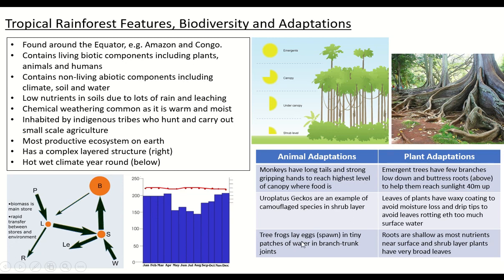And tree frogs, what they do is they'll lay their eggs in little patches of water in things like branch trunk joints. So where you've got a branch coming out from a tree, it'll store a bit of water like a little pond almost, and tree frogs will lay their little eggs in there.